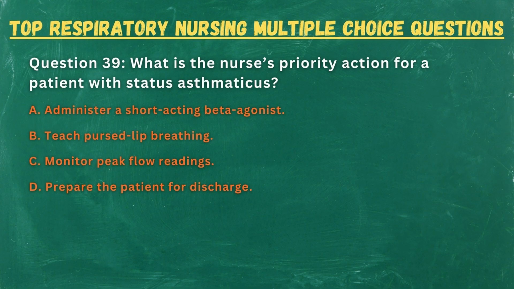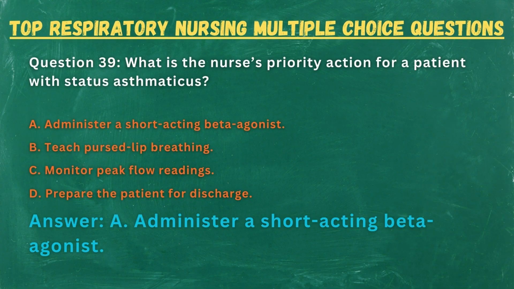Question 39. What is the nurse's priority action for a patient with status asthmaticus? A. Administer a short-acting beta agonist. B. Teach pursed lip breathing. C. Monitor peak flow readings. D. Prepare the patient for discharge. Answer: A. Administer a short-acting beta agonist.